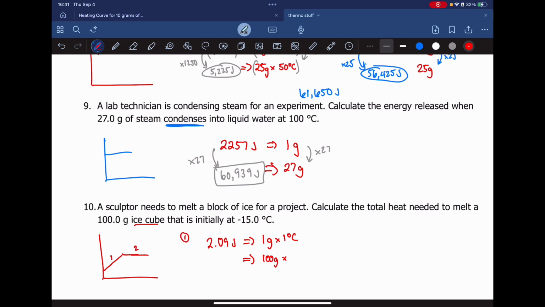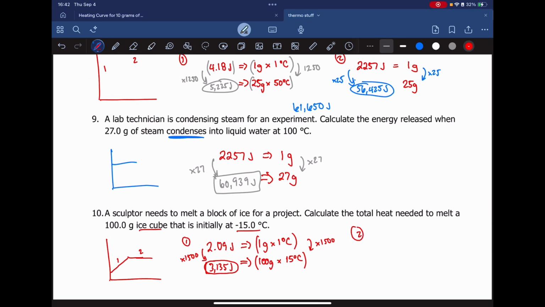Sorry. It's going from negative 15 up to 0, so that is a temperature change of 15 degrees Celsius. What's my scale factor here? How do I get from 1 by 1 to 100 by 15? Well, I multiply by 100, and I multiply by 15, so I multiply by 1,500. Same scale factor over here. 2.09 times 1,500. 3,135 joules.